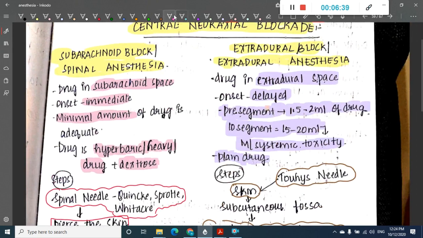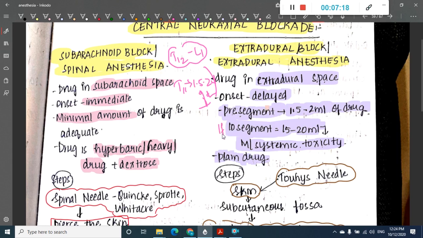So in the segmental block, for example, if you want a segmental block of, say, arbitrary values L4 and L5, or if you want a segmental block for T12 and L1, this is the segmental block which you want. Just before this segment, that is at T11, you give 1.5 to 2 ml of drug. This drug will travel to this segment and it will produce anesthesia for this segment.